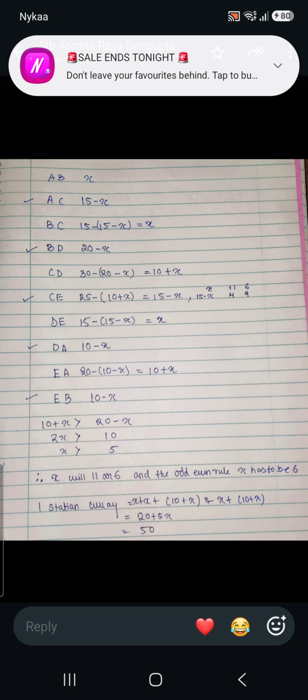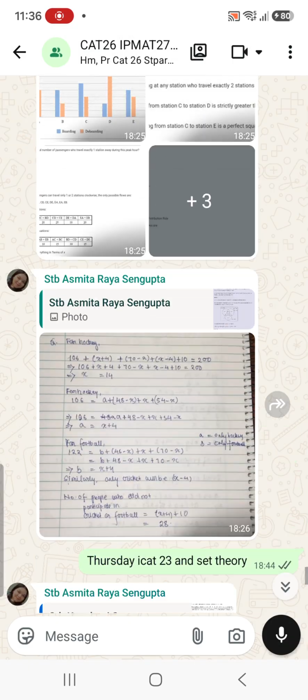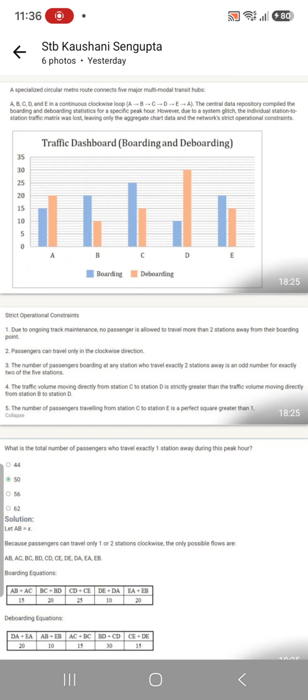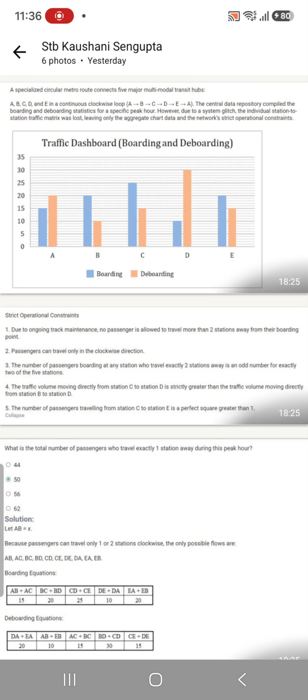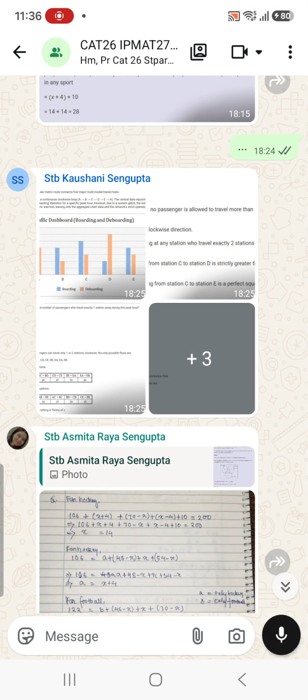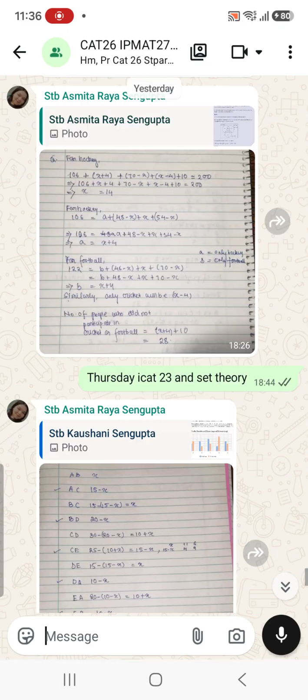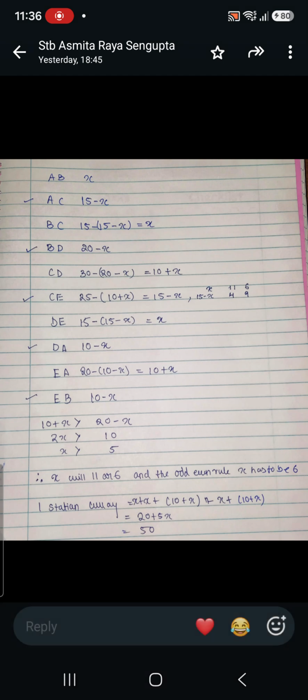Now if we take that the passengers traveling from A to B is X, then if we look at this diagram, A to B is X, then the 15 people who boarded at A, out of those X are getting down at B, so the remaining have to get down at C. So if A to B is X, then A to C has to be 15 minus X, because from A there are 15 people boarding.